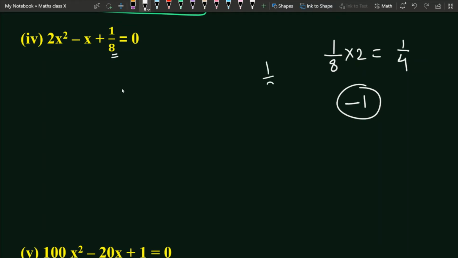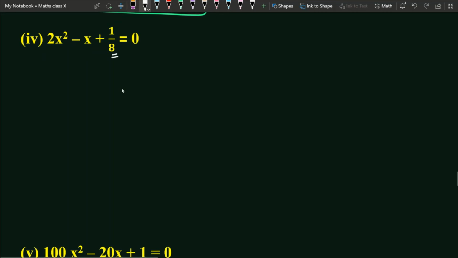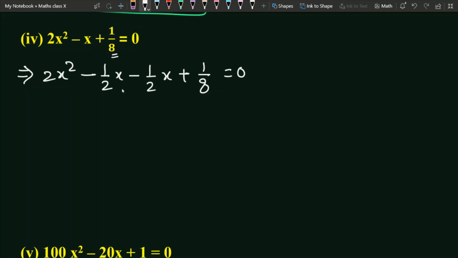The combination seems like 1 by 2 into 1 by 2 is 1 by 4, and minus 1 by 2 minus 1 by 2 is minus 1. Okay. So you need to keep practicing numerics so that you will get through every question of these kinds. This implies 2x square minus half x minus half x and plus 1 by 8 is equal to 0. You can also simplify this expression by multiplying by 8. There is no problem. That will be simpler.